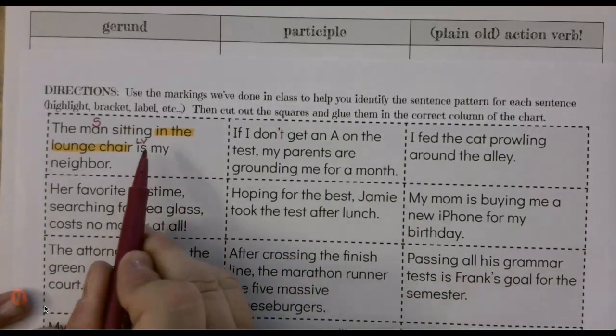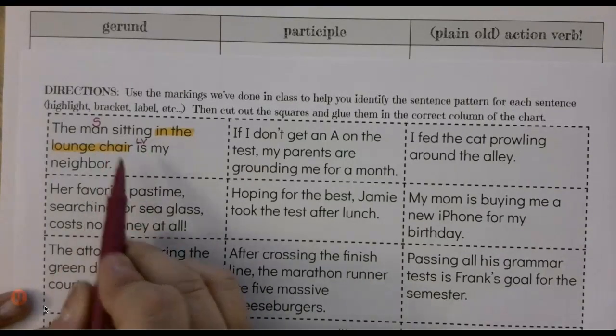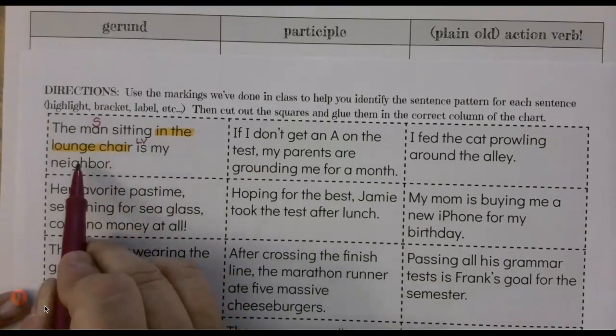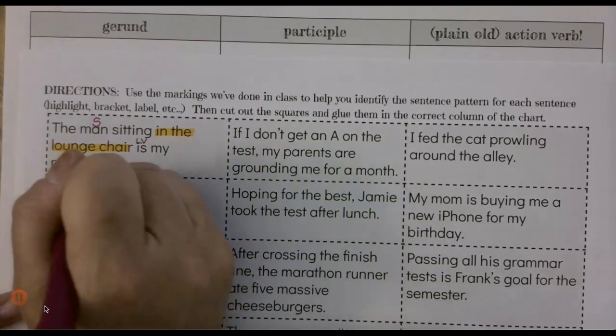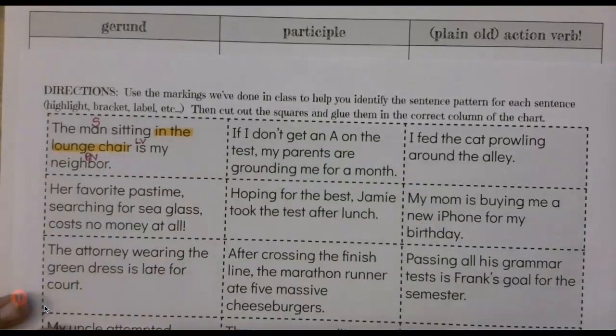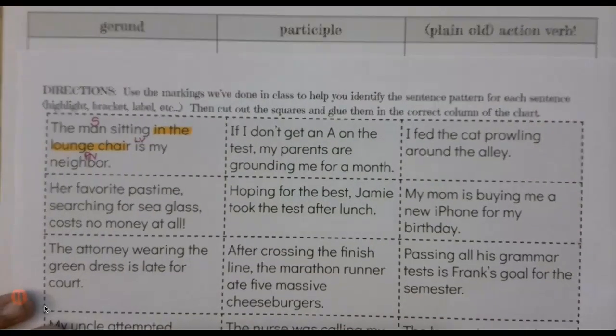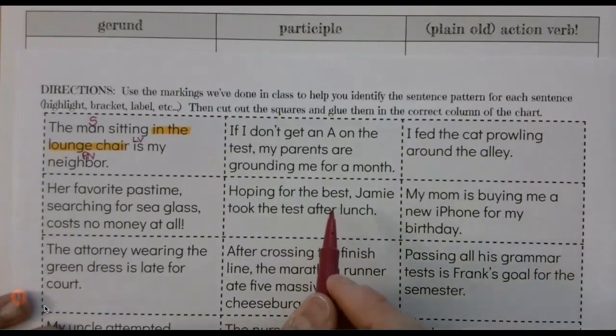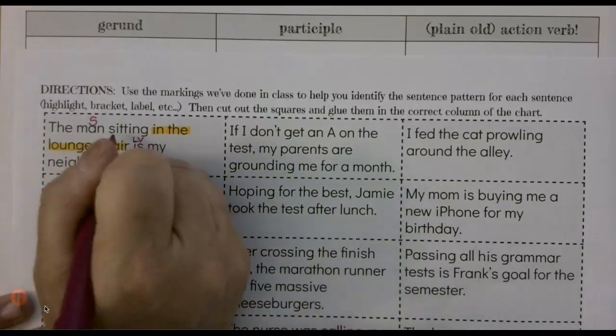So I've got a subject and a linking verb. Now I'm going to look for, is there a predicate noun that renames the man, or an adjective after it that describes it? The man is my neighbor, and that's a noun, so I've got a predicate noun. So now I'm going to go look for my verbal. I'm looking for a verb that ends in ing or ed, and I found it here. It's sitting.